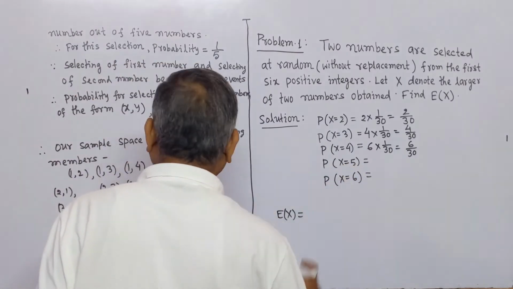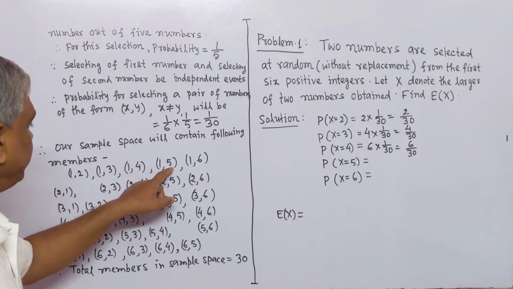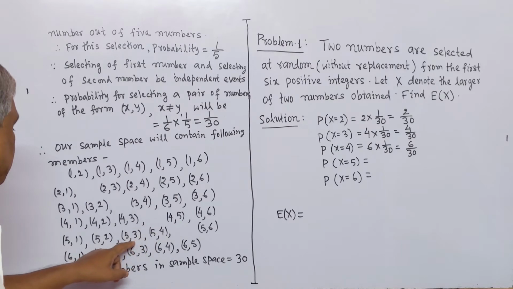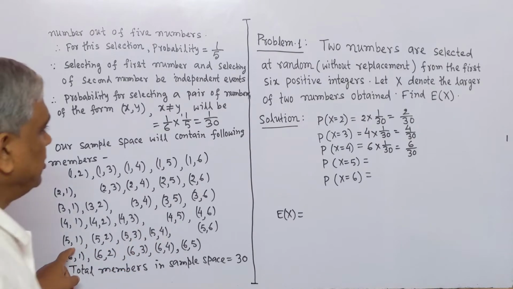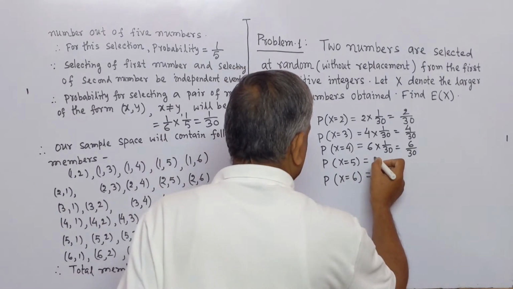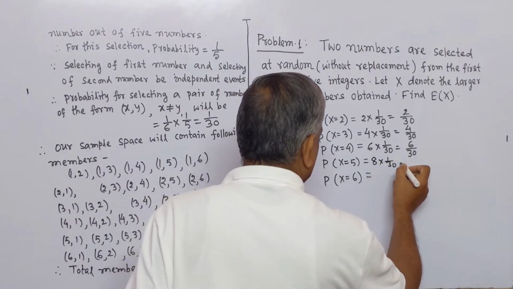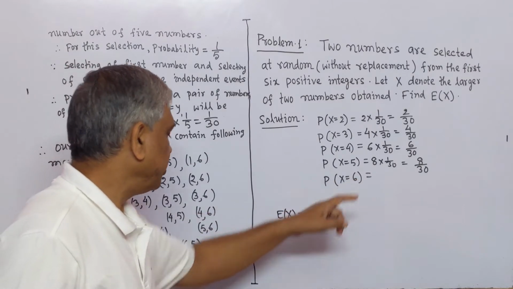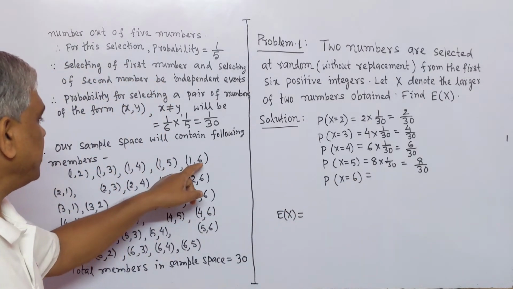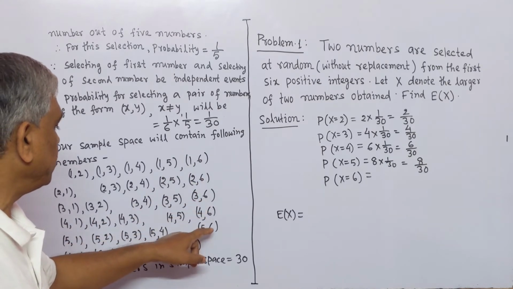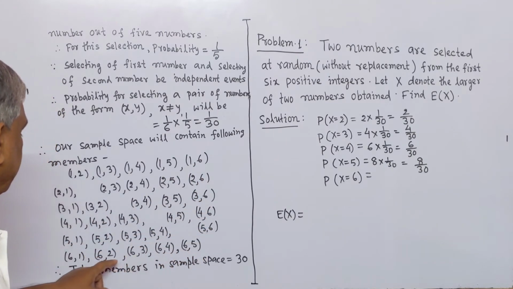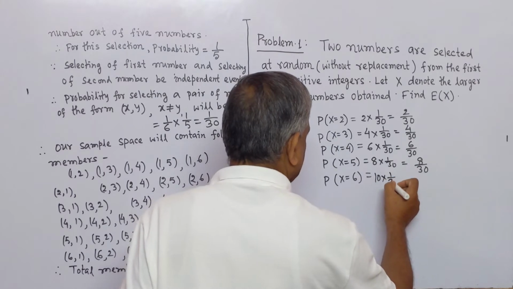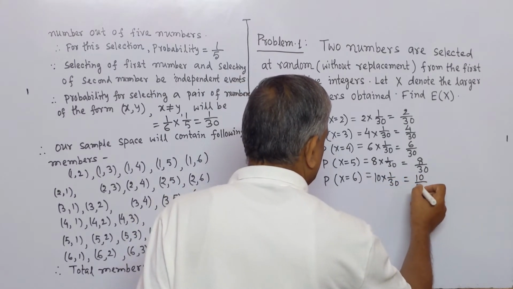Now the probability for X equal to 5, where the larger number is 5. Here (1, 5), and counting 1, 2, 3, 4, 5, 6, 7, 8, there are 8 such elements. So 8 multiplied by 1 by 30 is 8 by 30. Now the probability for X equal to 6, where the larger number is 6. Here (1, 6), and counting 1 through 10, the probability will be 10 multiplied by 1 by 30, which is equal to 10 by 30.